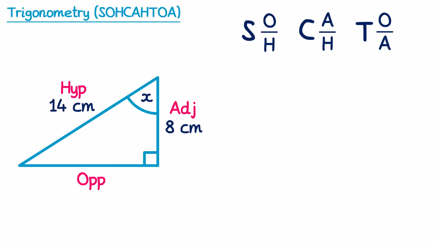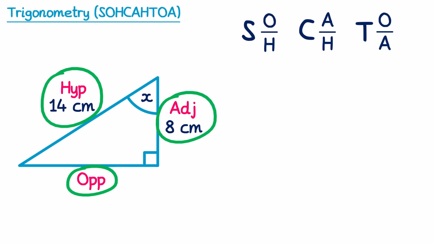We still look at what information we have. So we have the hypotenuse here at 14. And we actually have the adjacent as well, that's 8. But we don't have any information about the opposite.